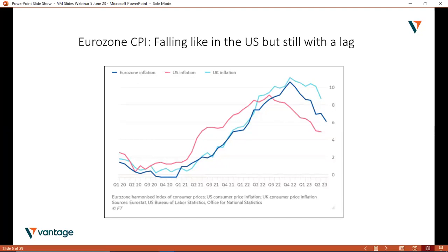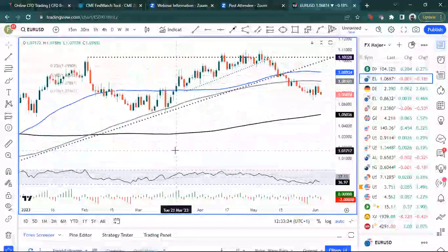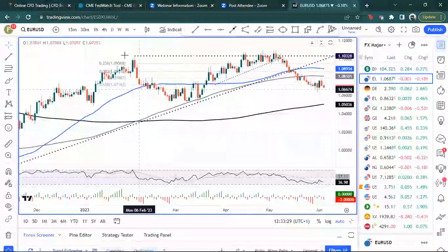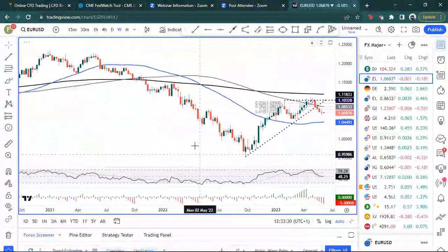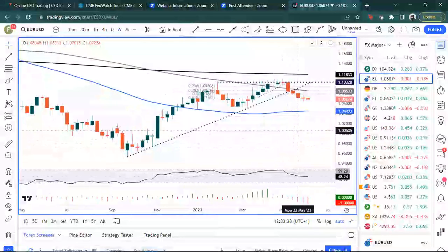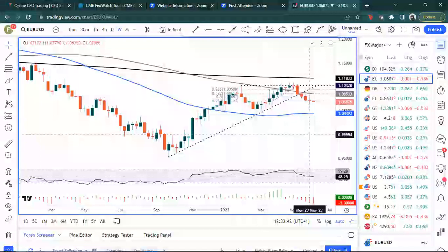Okay, if we just look at the euro dollar, the most popular traded currency in the world, of course. You can see, if I just go to the weekly, I just want to point out this doji candle here. So this is the weekly euro dollar chart. You can see last week's doji candle.